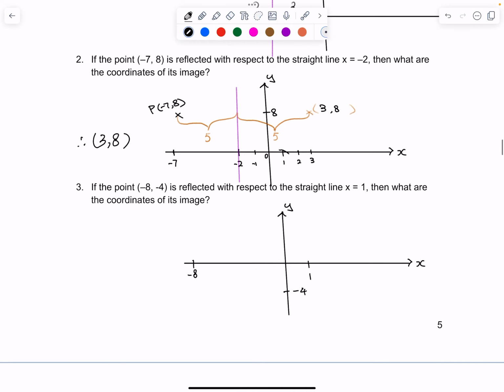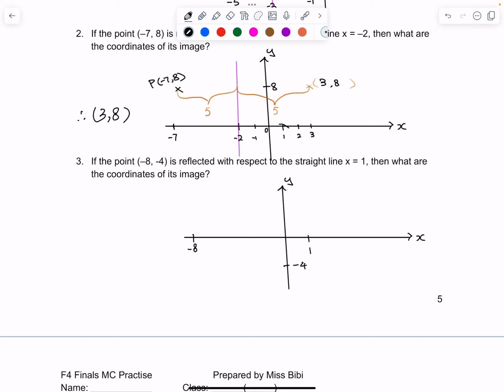Easy? Good. Then try to do the next one on your own. (-8, -4) is somewhere here. And then there is a mirror at x = 1. So far, got a mirror. Okay. So you are here, the mirror is here.